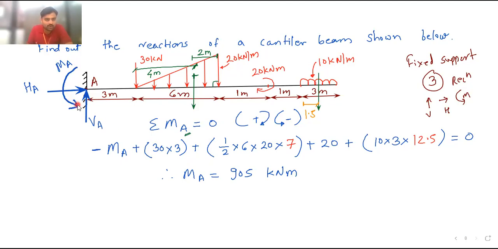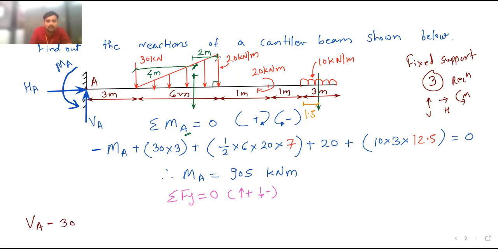So now we have got this value MA. Now apply summation Fy equal to 0 so that we will get the value of this VA. Upward forces are plus, downward forces are minus. So now if you use the equation of summation Fy, here VA is moving upward, so plus VA. Then this 30 kilonewton force is moving downward, so it is minus 30.